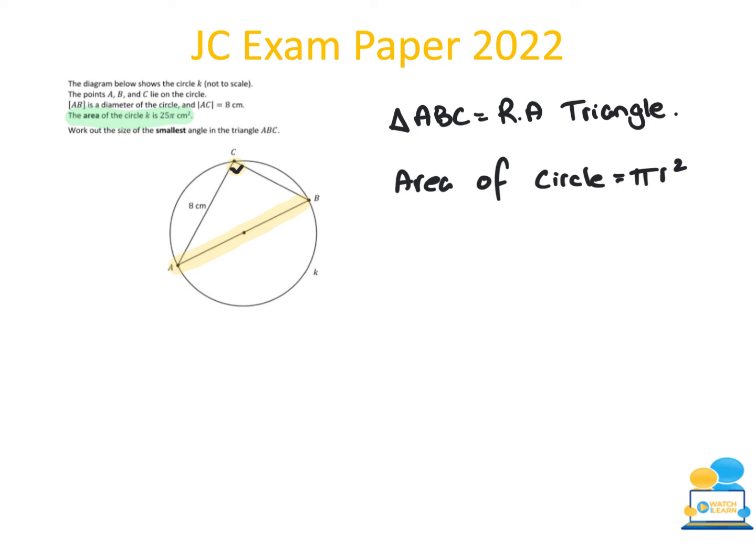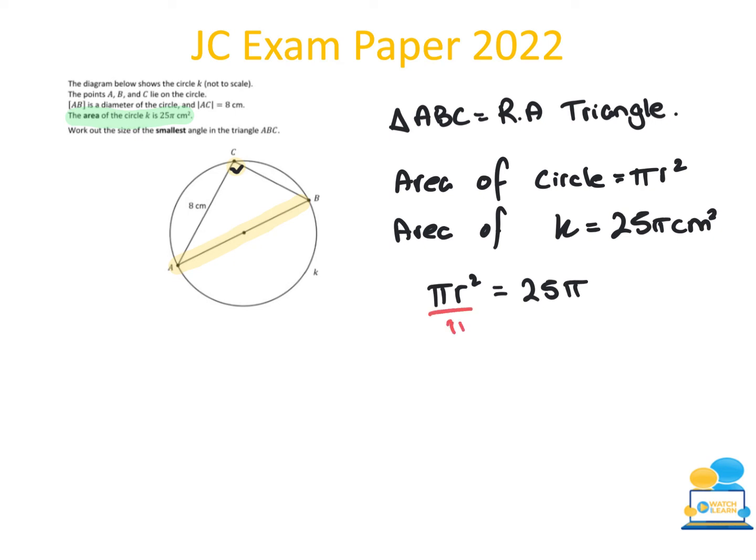So if that's my formula for the area of a circle, and I know that the area of K is equal to 25 pi centimetres squared, I know that both of those are equal to each other. So pi r squared is equal to 25 pi. This will allow me to find out the radius of the circle. So using algebra, I can divide both sides by pi, which will give me r squared is equal to 25, and then square rooting both sides will give me that the radius is equal to 5. That means that circle K has a radius of 5.